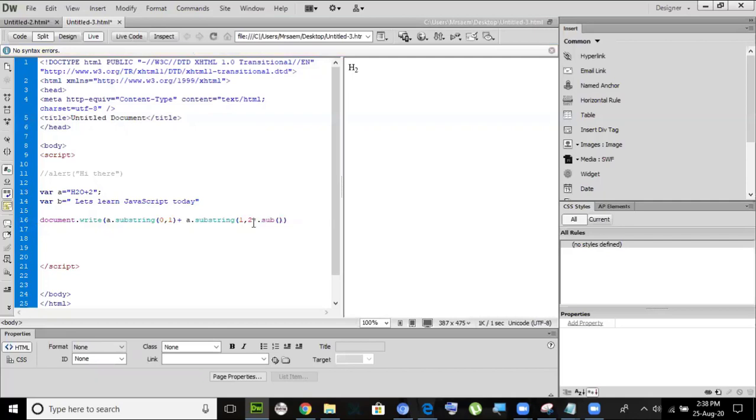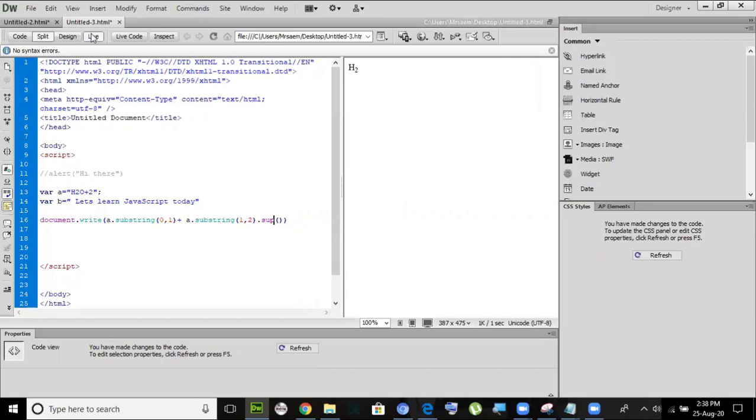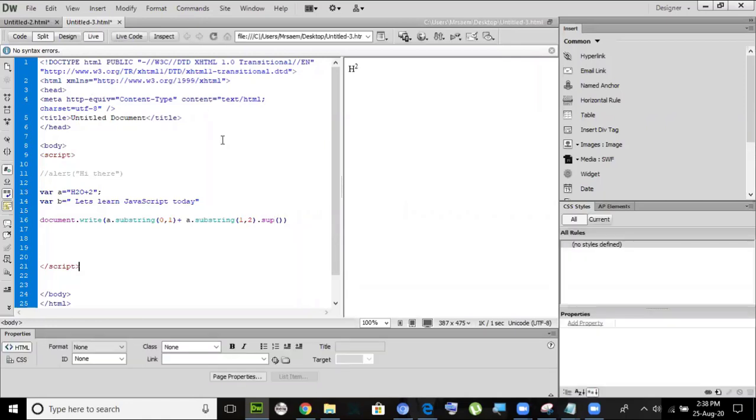So dot sub basically means I'm adding a further method to it. It's a further method. So by adding dot, in one statement I can add multiple methods. I could even write dot font color, dot font size, and so on. So by adding dot sub, it means it has converted into subscript. And if I write over here dot sup, obviously it will be converted into a superscript. That's the way sub and sup basically work.